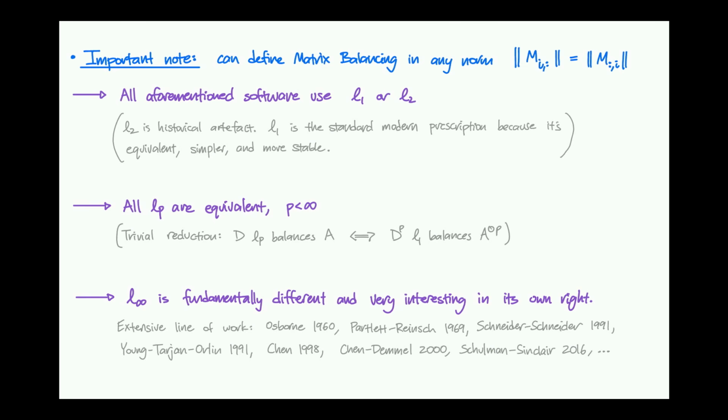The quick summary of the story is that all the software packages I've mentioned use L1 or L2, and L2 is really just a historical artifact. L1 is equivalent for a reason I'll mention in a second. It's a trivial reduction, it's more numerically stable because you don't have to square and square root, and it's faster for the same reason. So this is the standard, and I'm just going to study L1 in this talk.